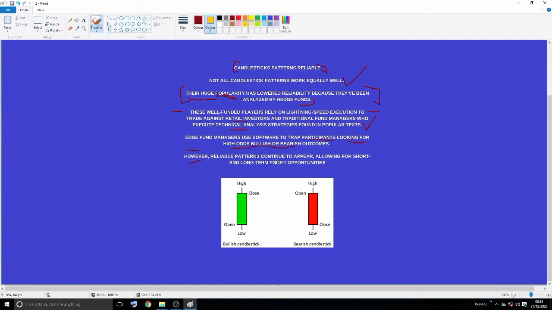However, reliable patterns continue to appear, allowing for short and long-term profit. So they do appear. What you can do as a trader is to try to trade them with proper risk management. With proper risk management, you can make money out of forex. The trick here is to win more and lose less.